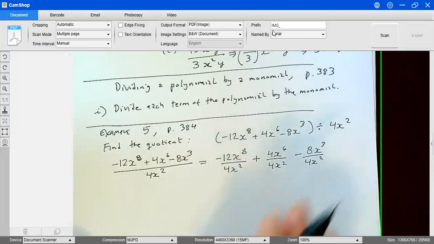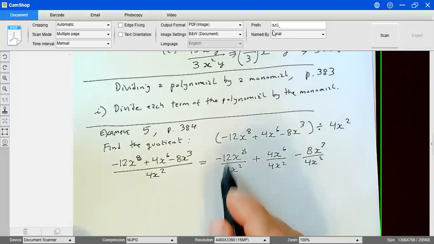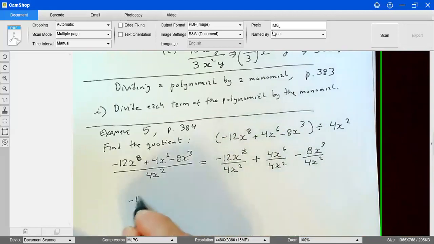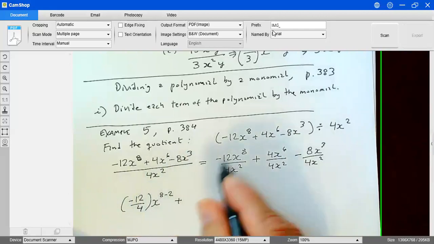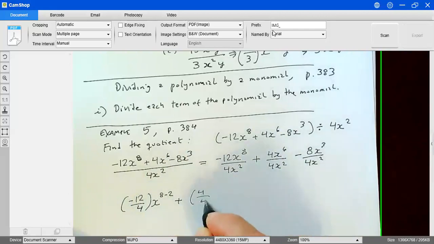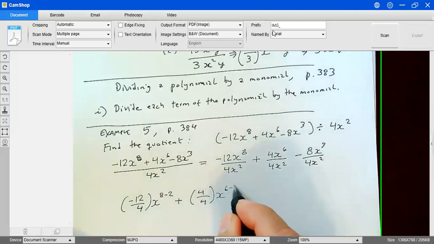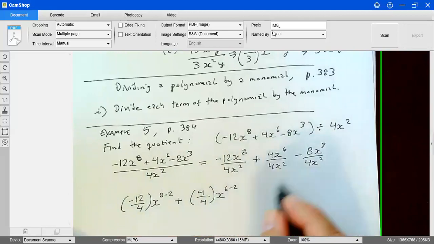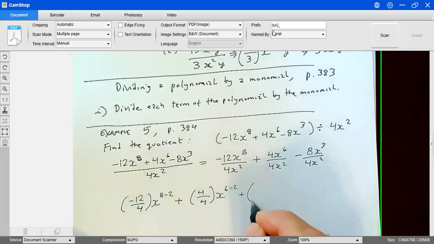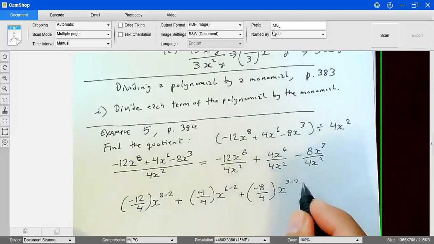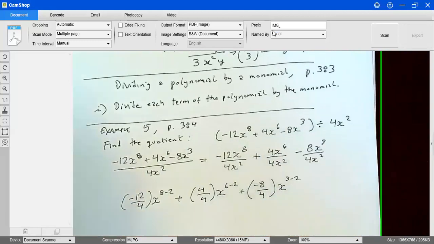So now you can apply the rules that we have for division of monomials. So we're going to divide coefficients first. So negative 12 over 4. And then we divide variables by subtracting exponents. That's the first case. Then we have 4 over 4, and we're going to have x to the 6 minus 2. And then finally, I have negative 8 over 4, x to the 3 minus 2. We simplify these things now. So negative 12 over 4 is going to be negative 3.